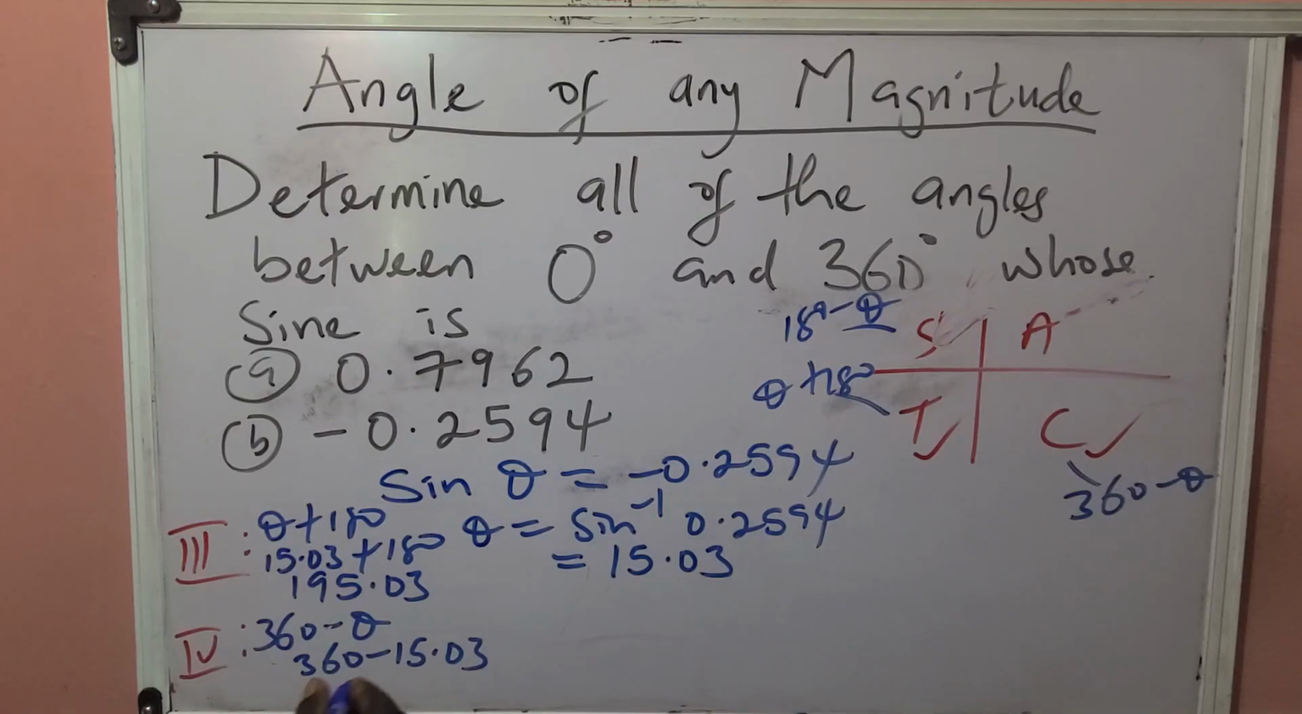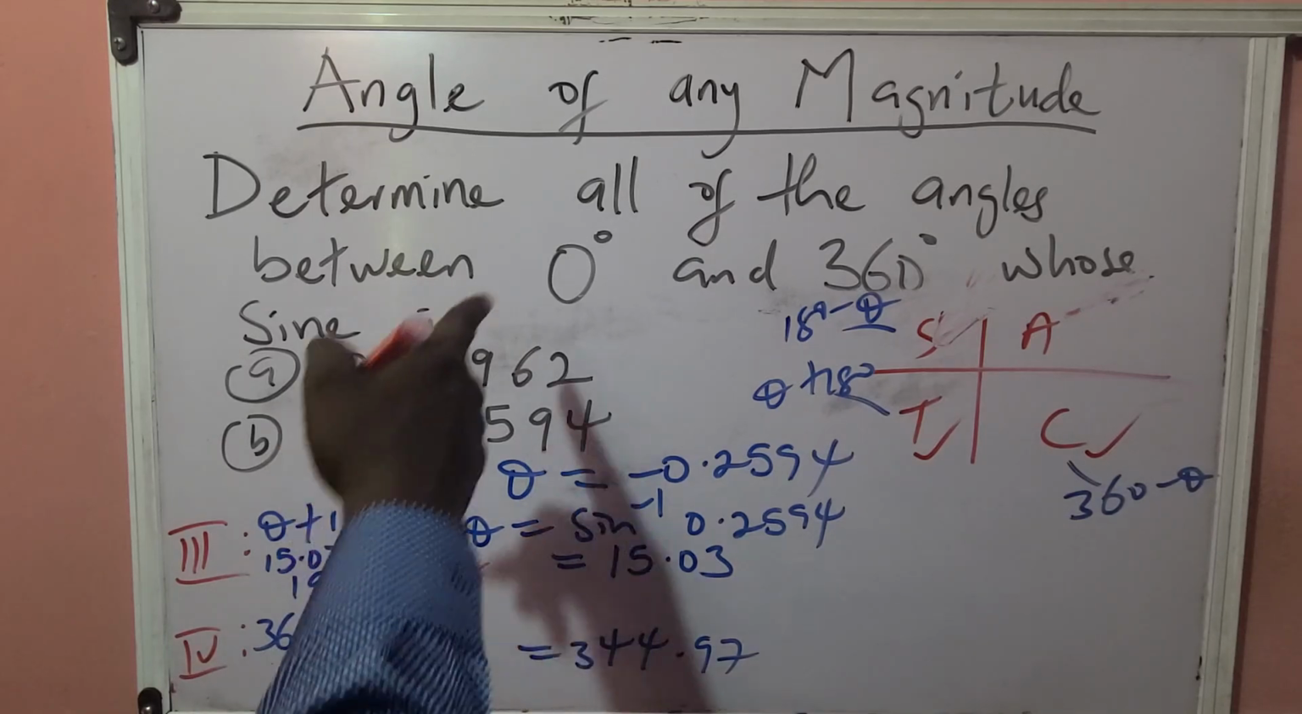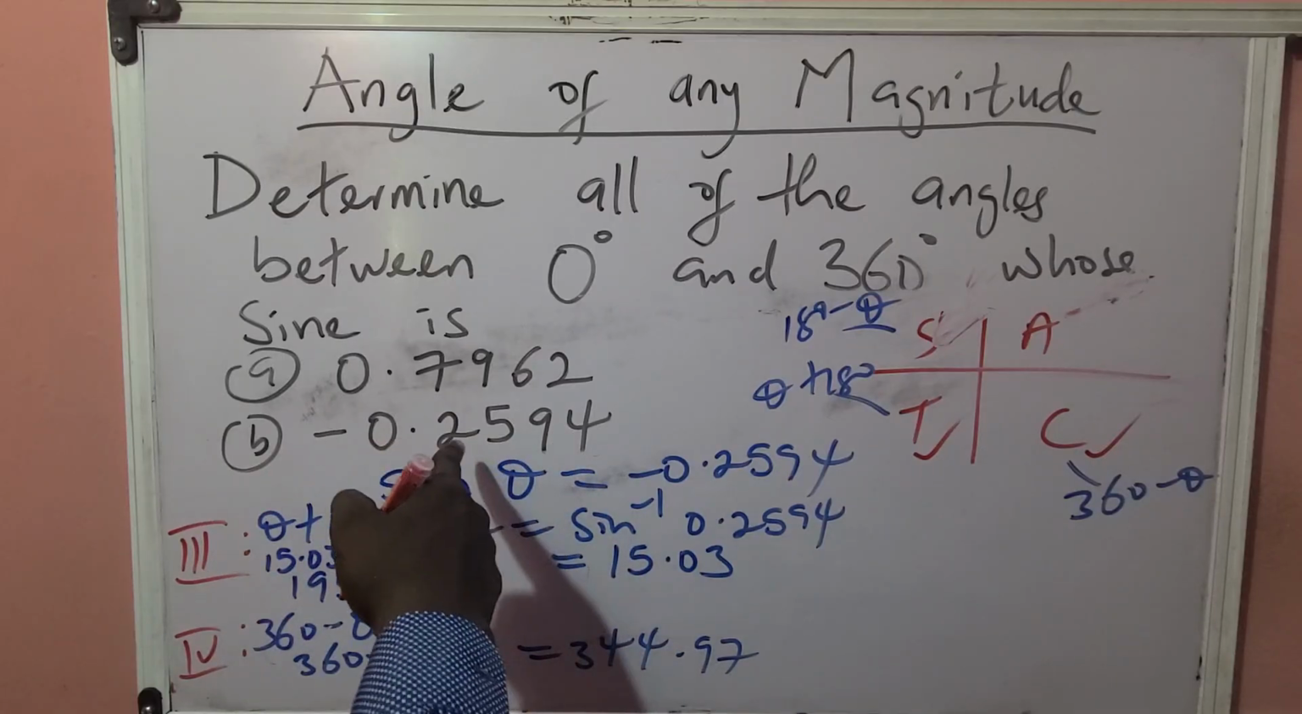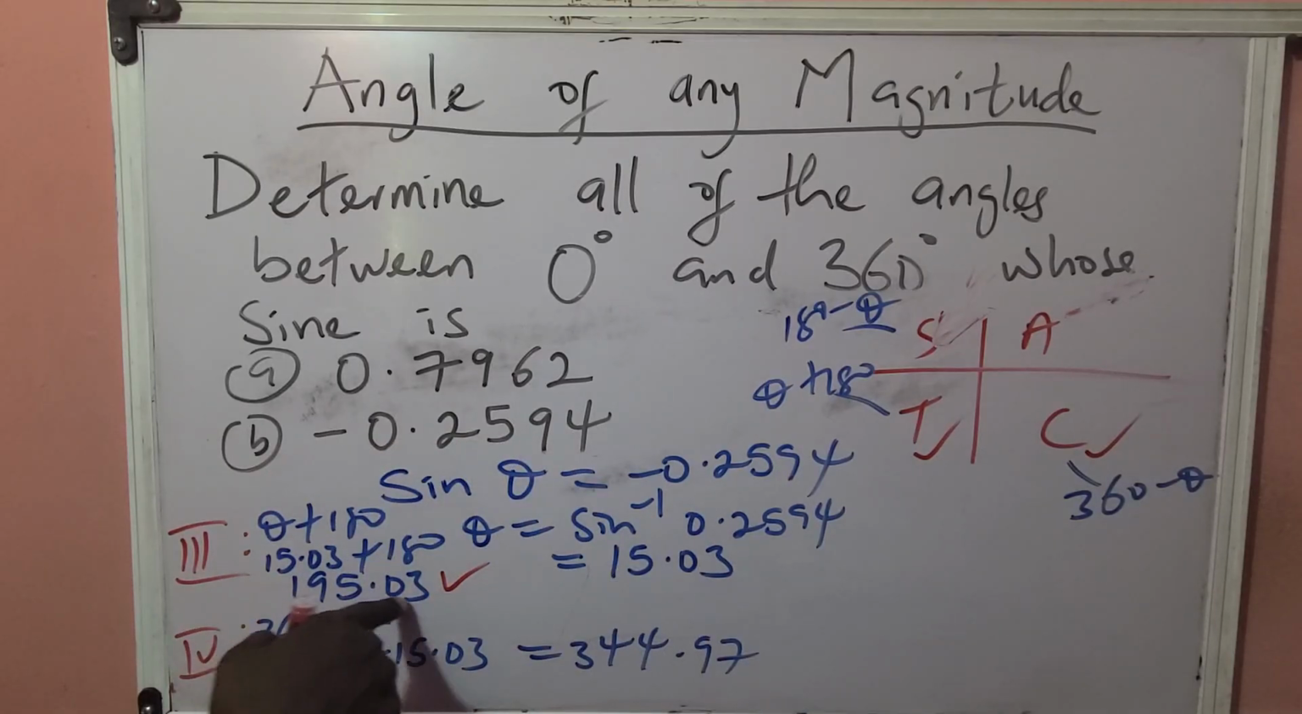You'll be getting 344.97. So looking at this now, these two values, that means the angles between 0 and 360 whose sine is minus 0.2594 will be 195.03 and 344.97. Those are your two answers.